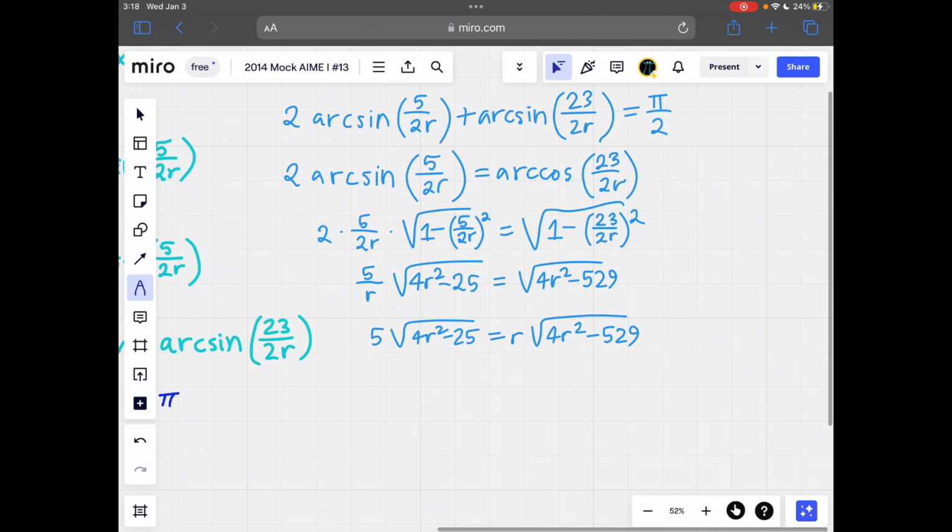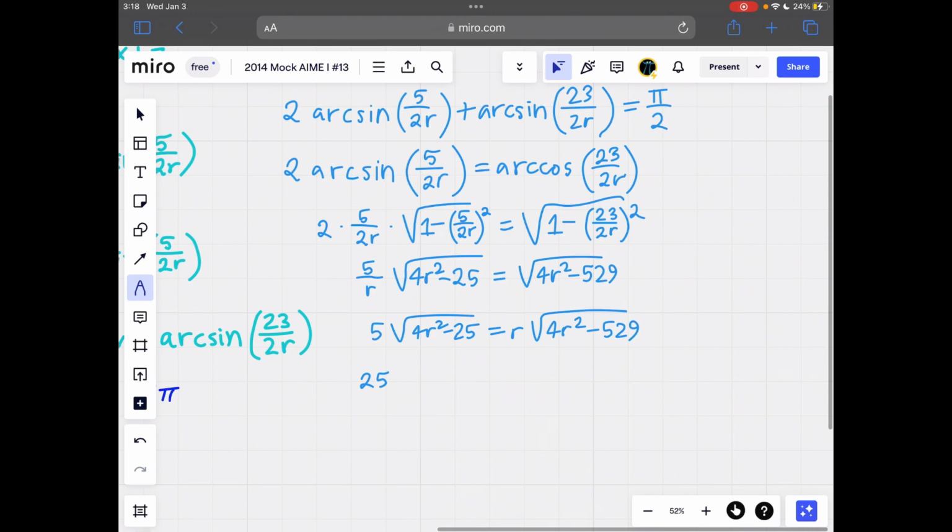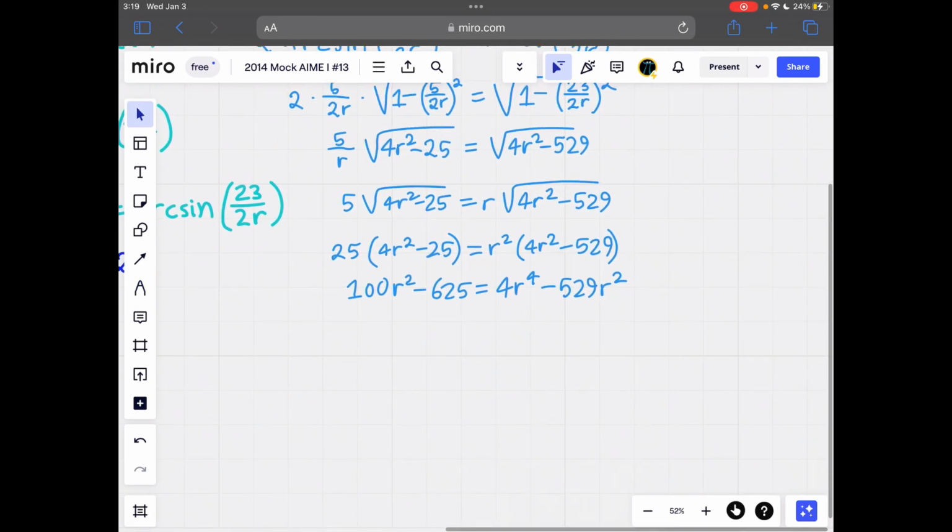So now we have to square both sides to get rid of the square root. We have 25 times 4R squared minus 25 is equal to R squared times 4R squared minus 529. 100R squared minus 625 equals 4R to the 4th minus 529R squared. Now we subtract 100R squared minus 625 from both sides. We get 4R to the 4th minus 629R squared plus 625 equals 0.